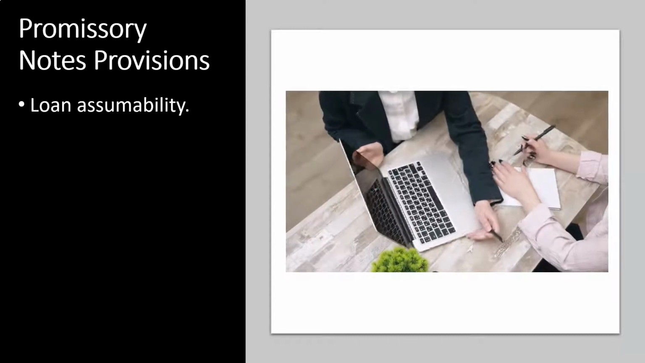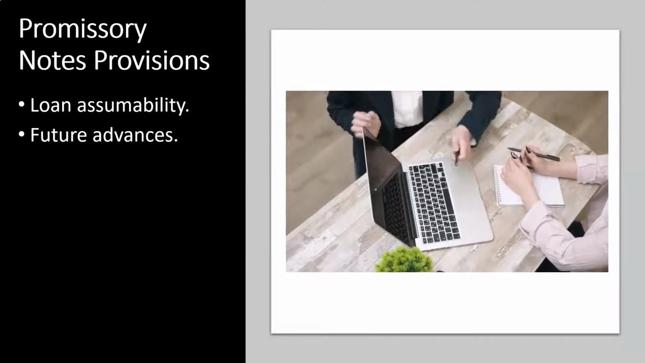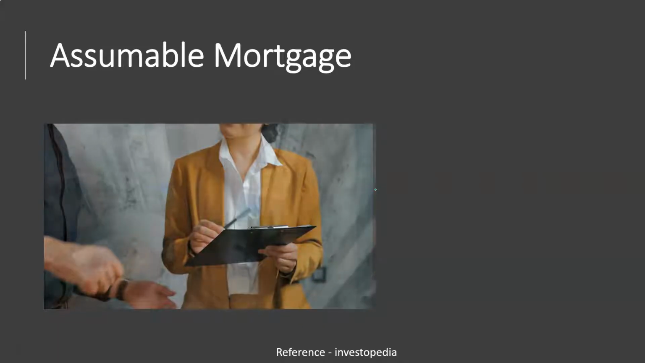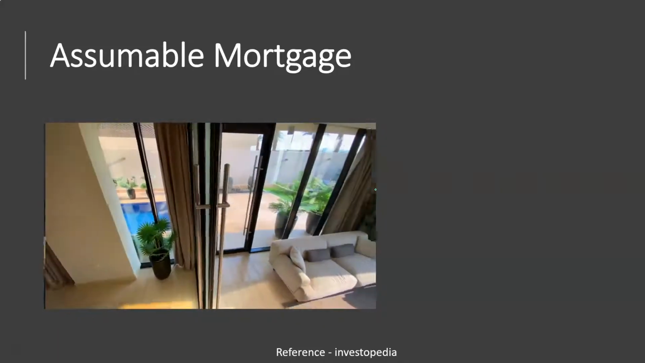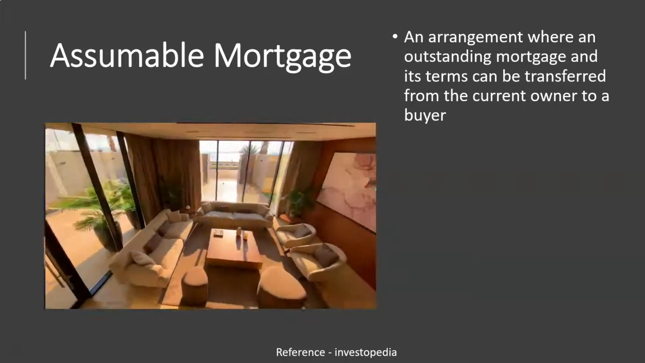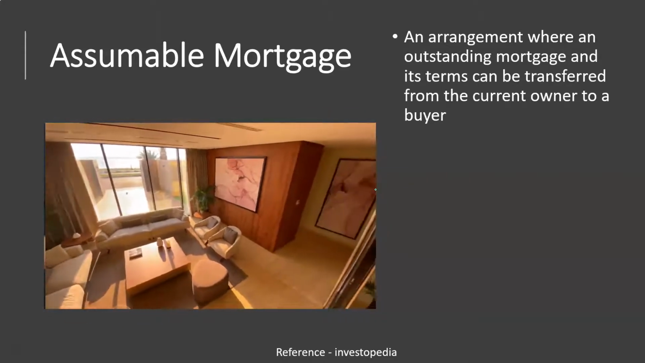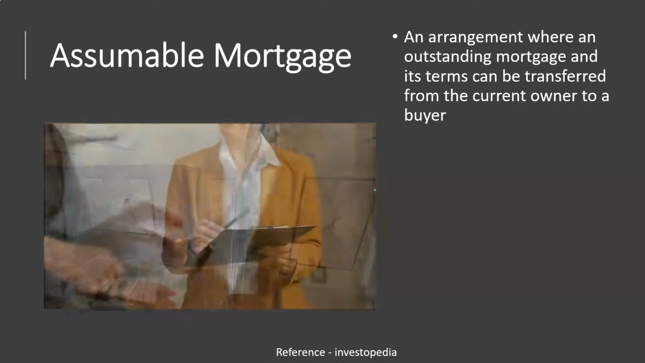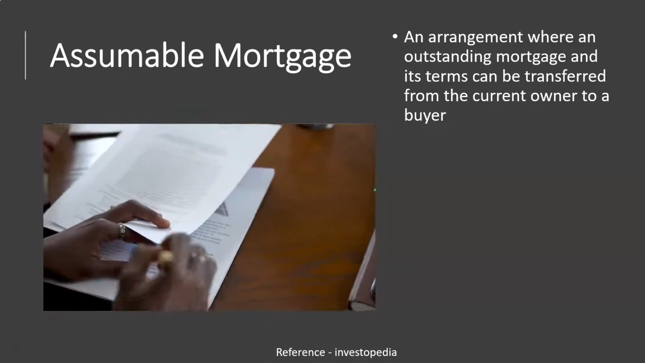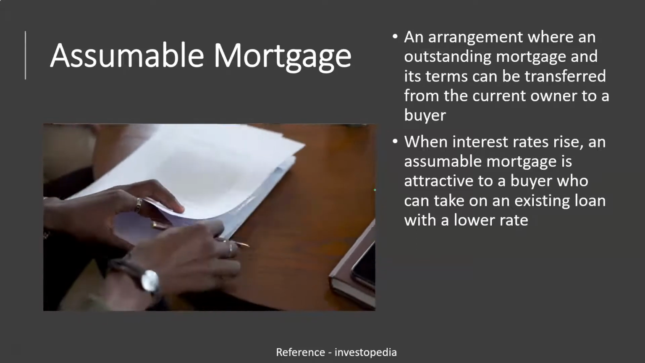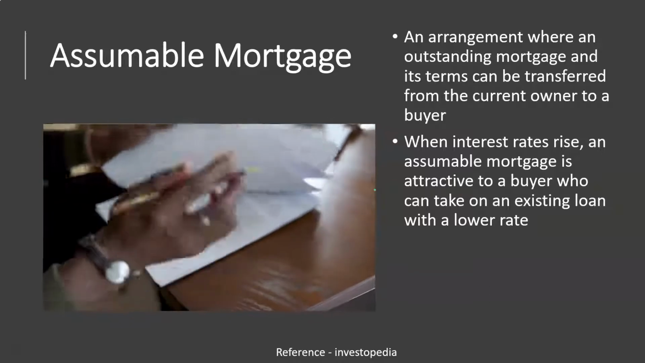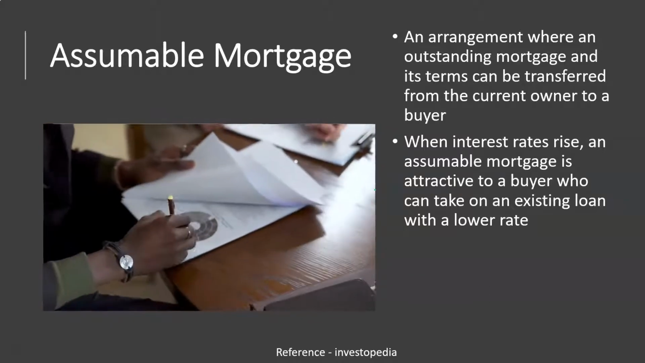So the promissory note provisions continued. Loan assumability we'll talk about in a little bit, and future advances we'll talk a little bit more about here. So loan assumability, assumable mortgage: an arrangement where an outstanding mortgage and its terms can be transferred from the current owner to a buyer. When interest rates rise, an assumable mortgage is attractive to a buyer who can take on an existing loan with a lower rate.